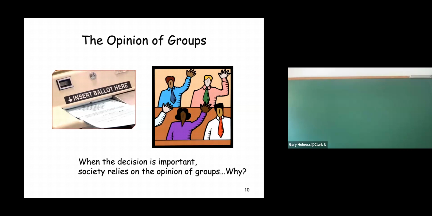But in human societies, when the decision is really, really important, they defer to the opinions of groups. So why do you think this is? Why do we do this in human societies? Why do we rely on groups? What do you think?